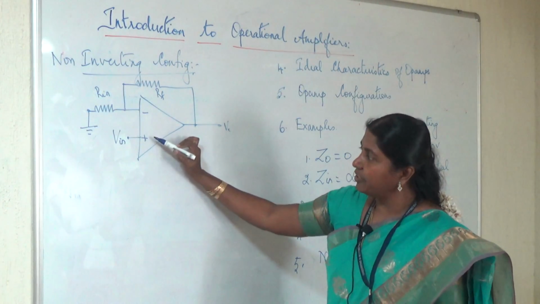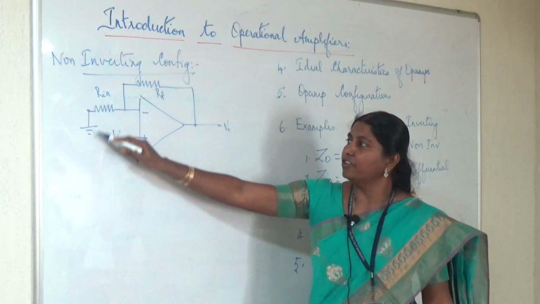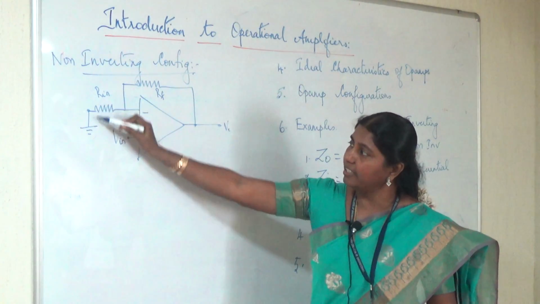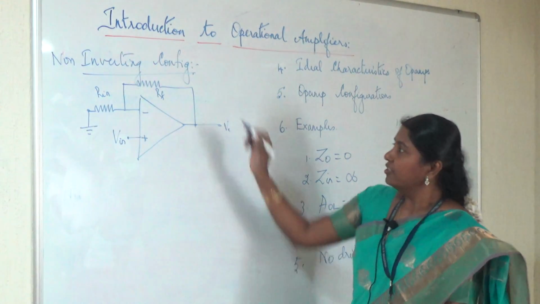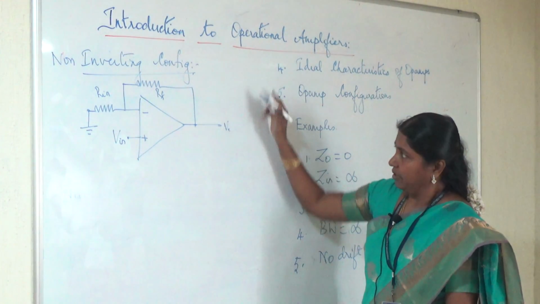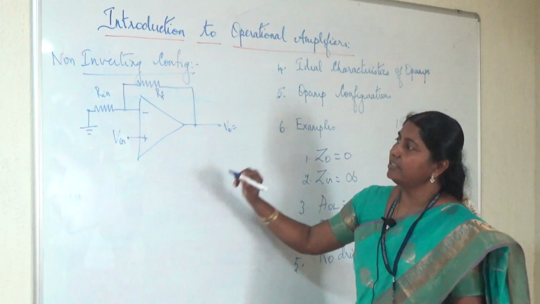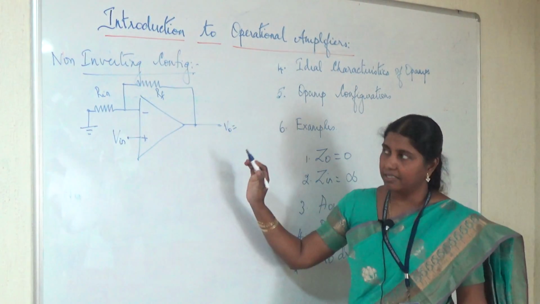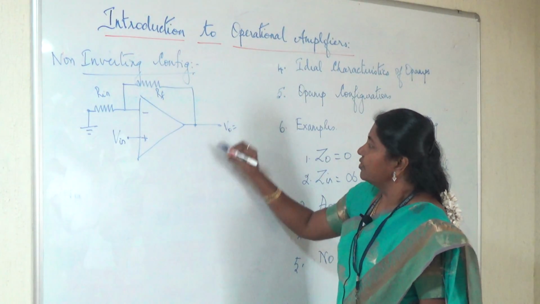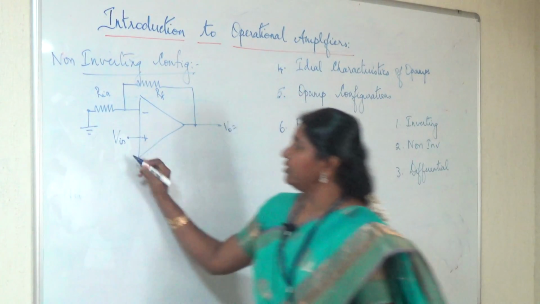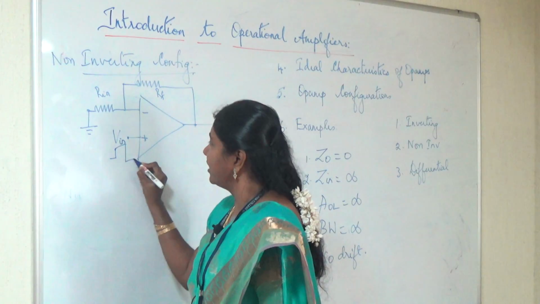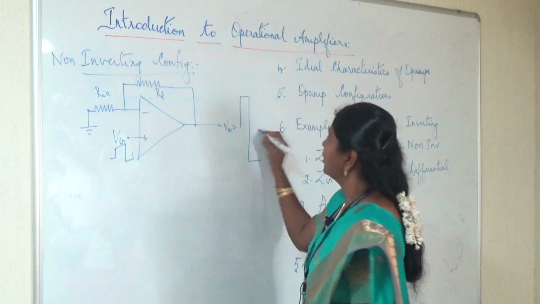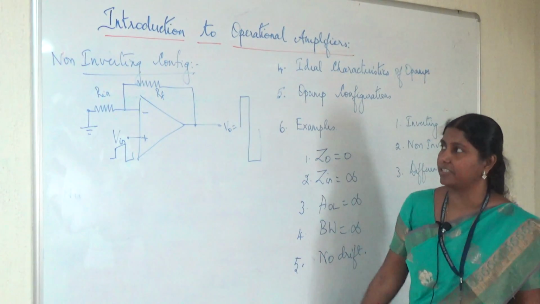The input is given to the non-inverting terminal and the inverting terminal is grounded. So here the feature of this circuit is whatever input is given will come to the output as it is with amplification. So here if I give a square wave input like this, the same square wave will be amplified and will come to the output without any phase change.